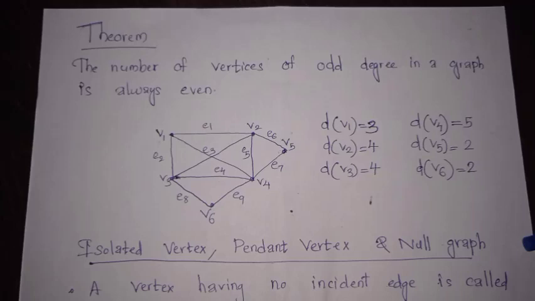Today we are discussing another theorem, that is, the number of vertices of odd degree in a graph is always even. In this graph we can see that vertex v1 has degree 3 and vertex v4 has degree 5, and this theorem always satisfies this property, that is, the number of vertices of odd degree in a graph is always even. If we draw parallel edges and self loops on any number of vertices and edges, this theorem is satisfied.